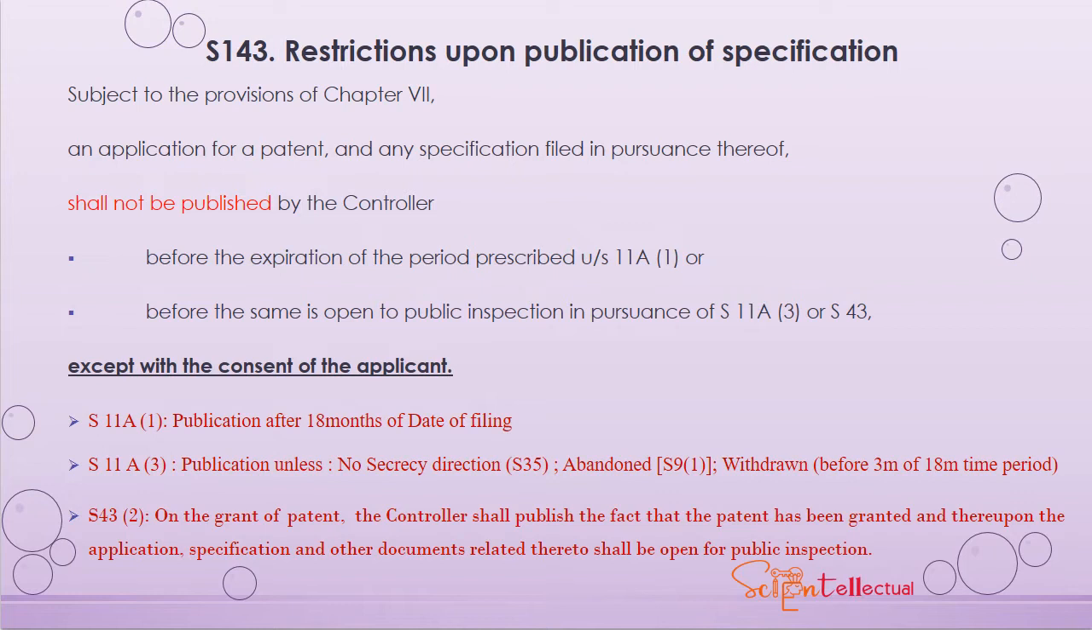Under section 43, it has been said that on the grant of patent, the controller shall publish the fact that the patent has been granted. Then the application, specification and other documents will be open for public inspection. So these criteria will be fulfilled, or else the application or specification will not be published by the controller.